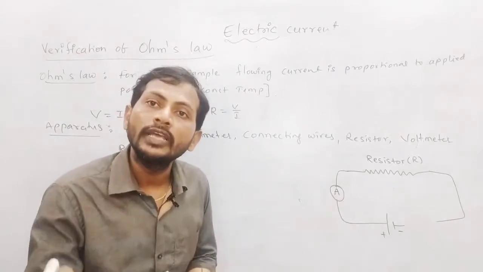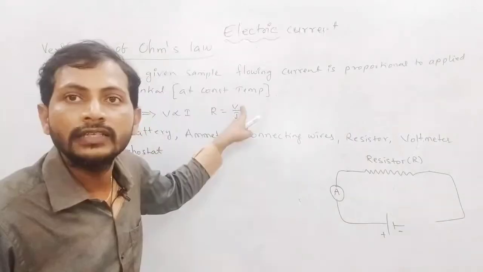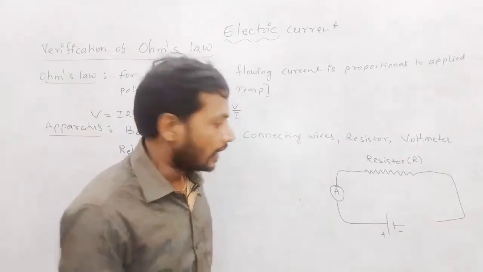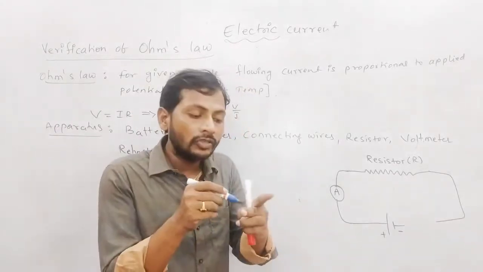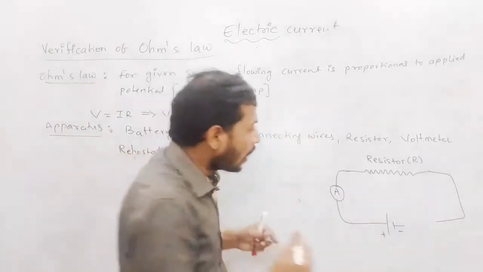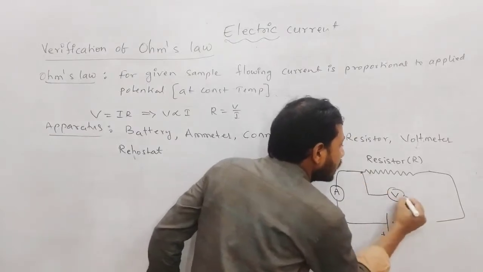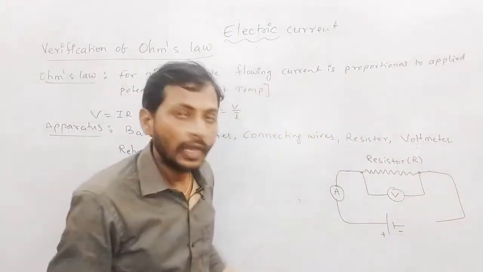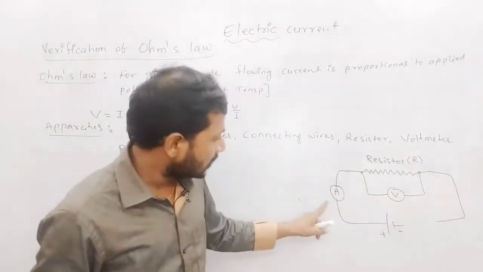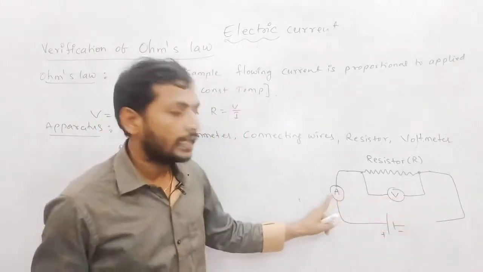Clear? Next, I want to measure the voltage. To measure the voltage, I have taken another device, the voltmeter. What is the voltmeter used for? The potential difference between two locations. That's why I have taken the voltmeter. One end is connected here, the second end connected here. Now I get the potential difference in the voltmeter, and how much current is flowing I get in the ammeter. So I am getting the V, and I am getting the A.